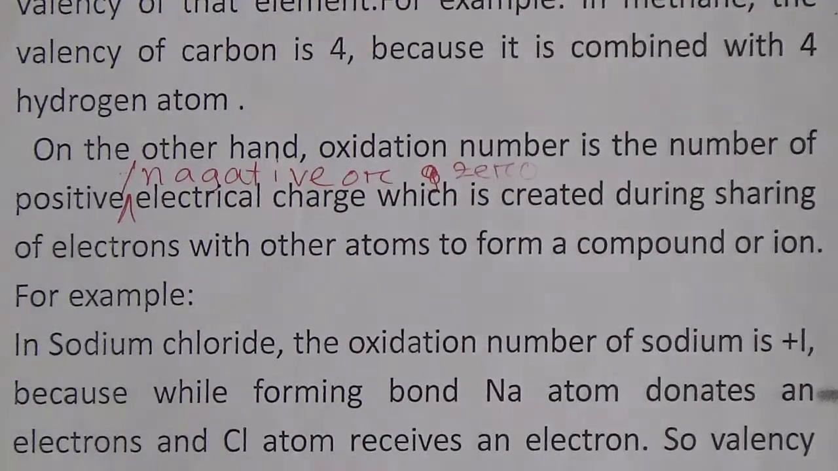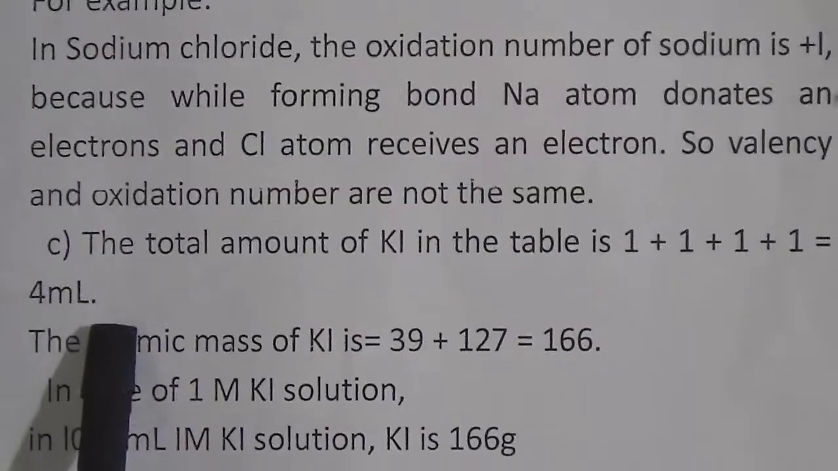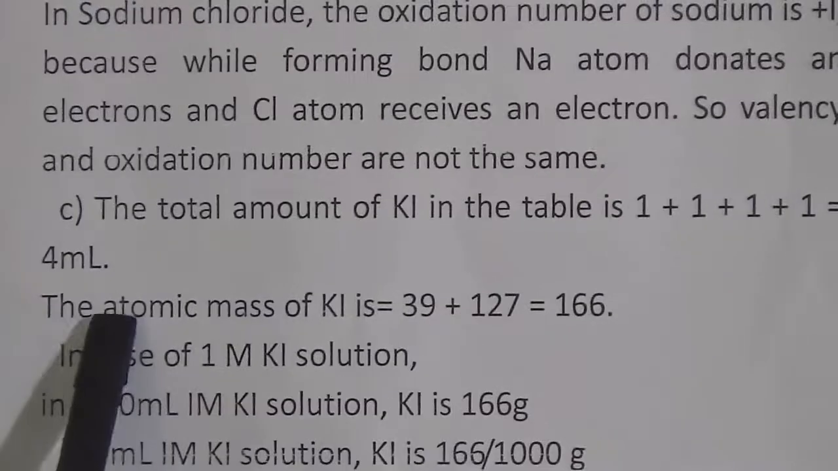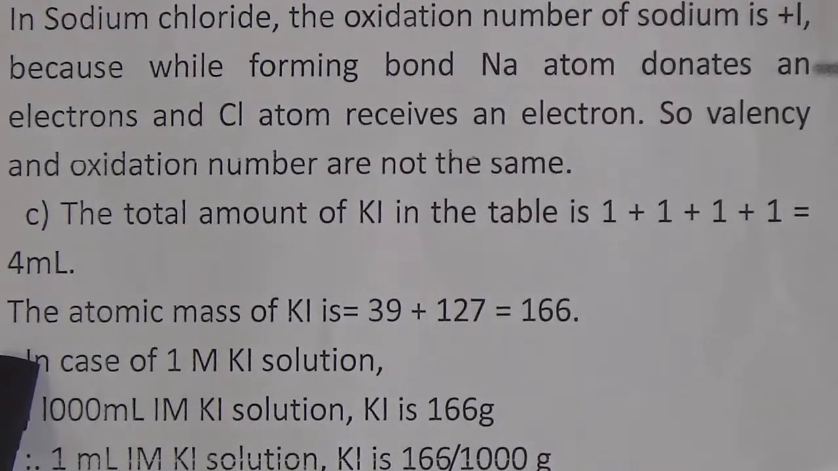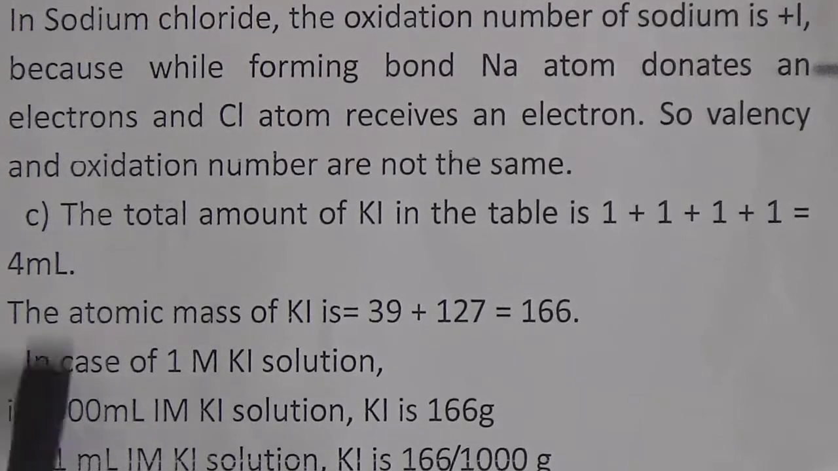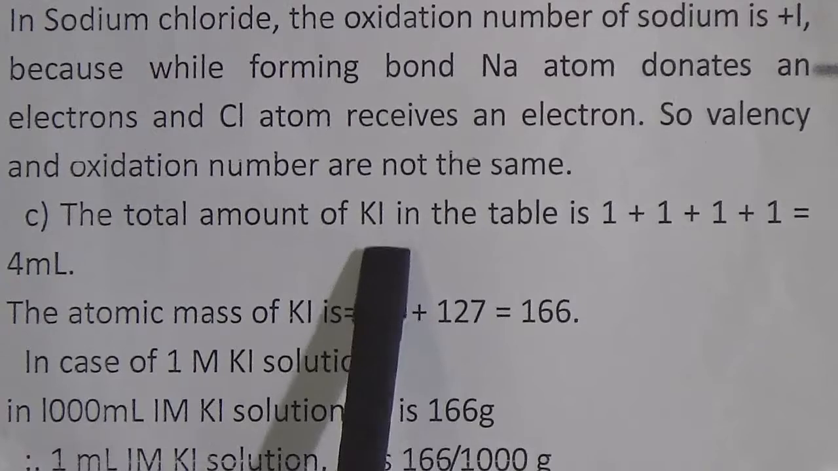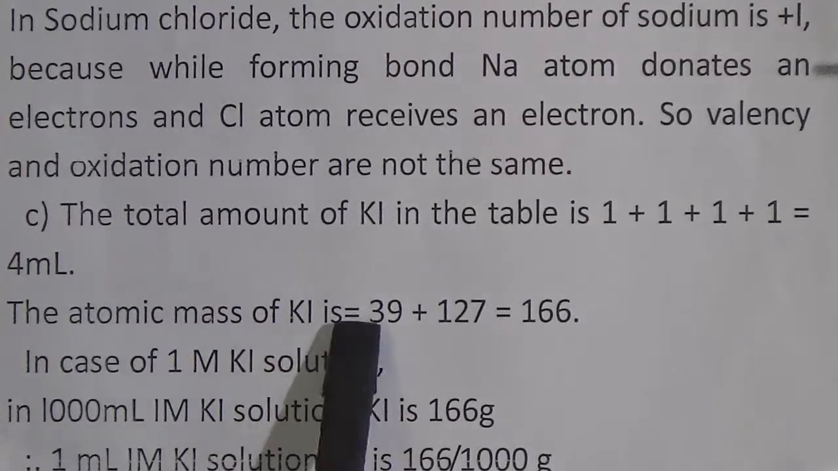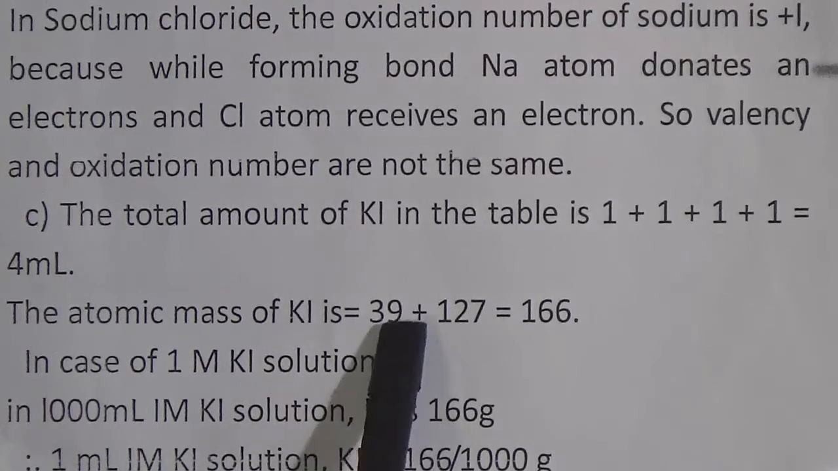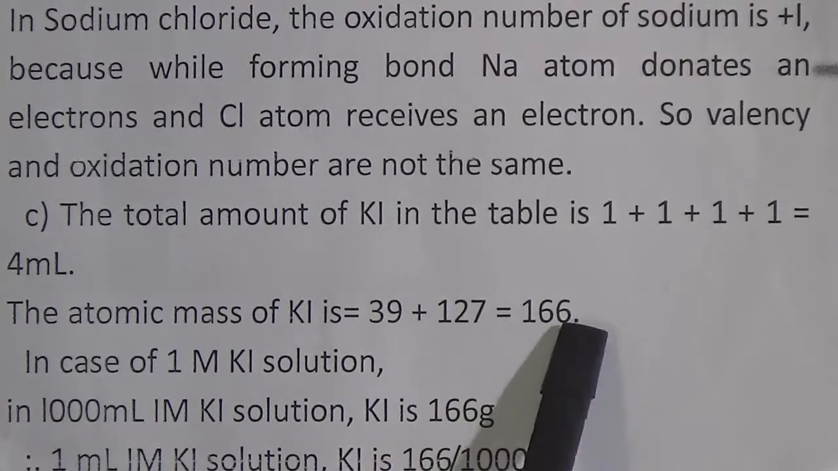Now come to the answer of C. What is the total amount of potassium iodide used in the period? We have to calculate it, and at the top of the table they give the atomic masses of potassium and iodine. Potassium's is 39 and iodine's is 127. The total amount of potassium iodide in the table is 4 ml. The molar mass of potassium iodide is 39 plus 127, which is 166.